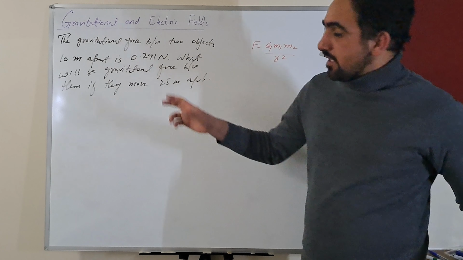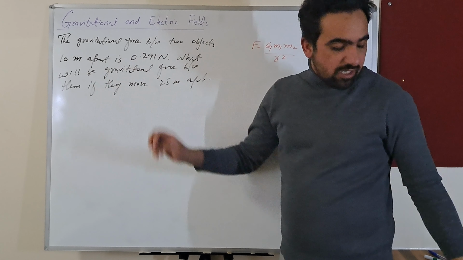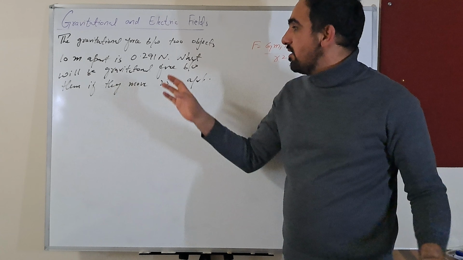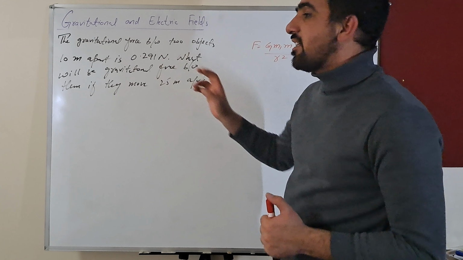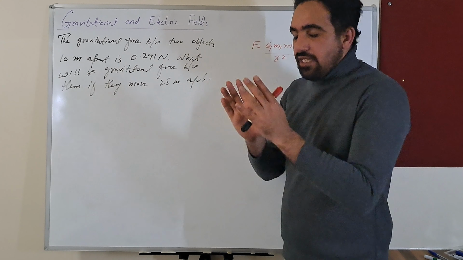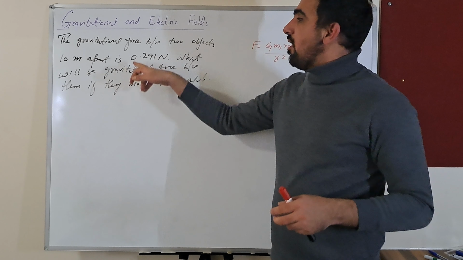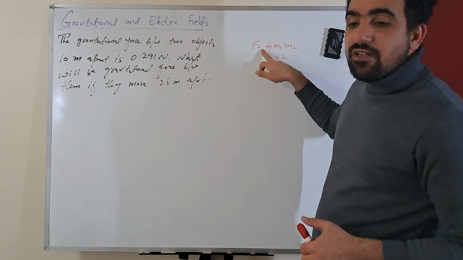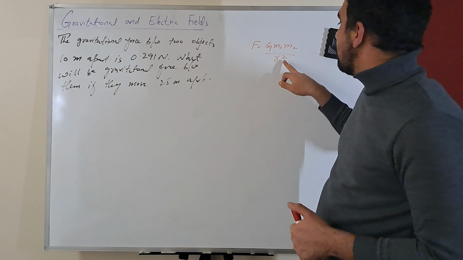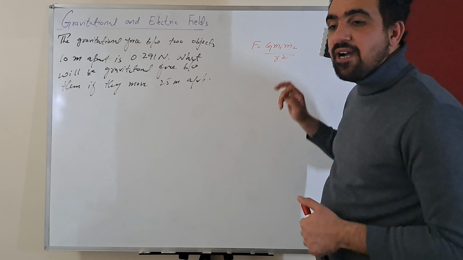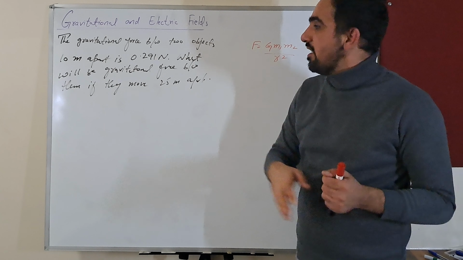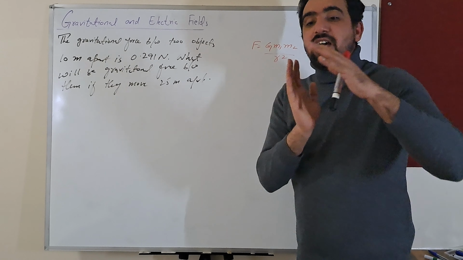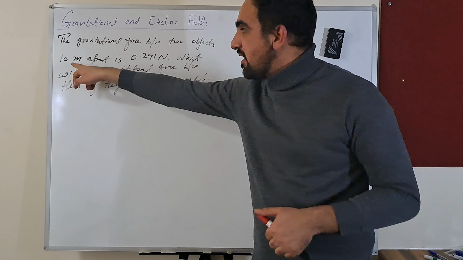We have two objects, and when they are 10 meters apart, they have 0.291 Newton force acting between them. So if we increase the distance between the objects, how will the gravitational force be affected? The gravitational force will be affected by the ratio of r squared. So first we need to find by how much ratio the distance has changed.